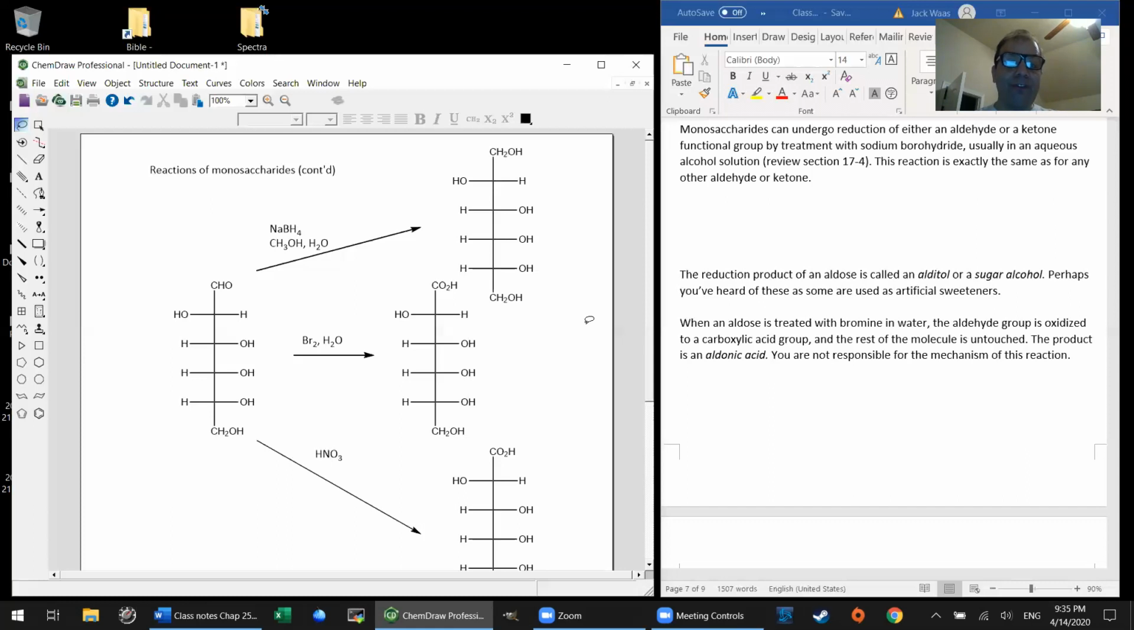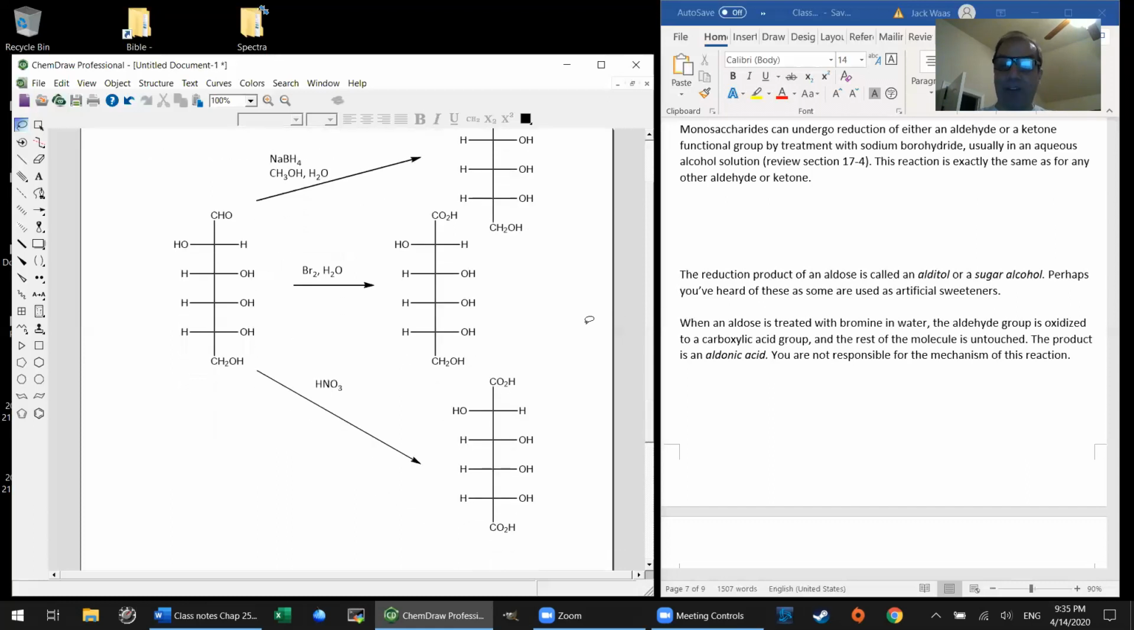There are also 2 different oxidation reactions that we can perform on simple sugars like this one. If you treat one of these aldoses, it doesn't even have to be an aldohexose like this is. It can be a sugar of any length, as long as it has an aldehyde group. And if you treat a compound like that with aqueous bromine, remember, bromine is a good oxidizing agent. All of the elemental halogens are.